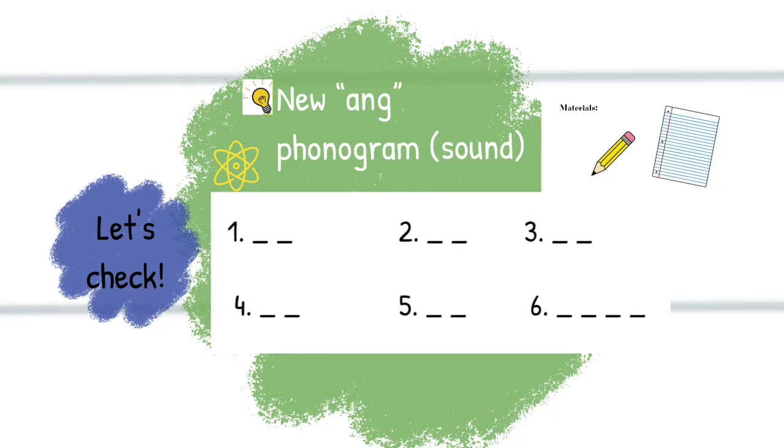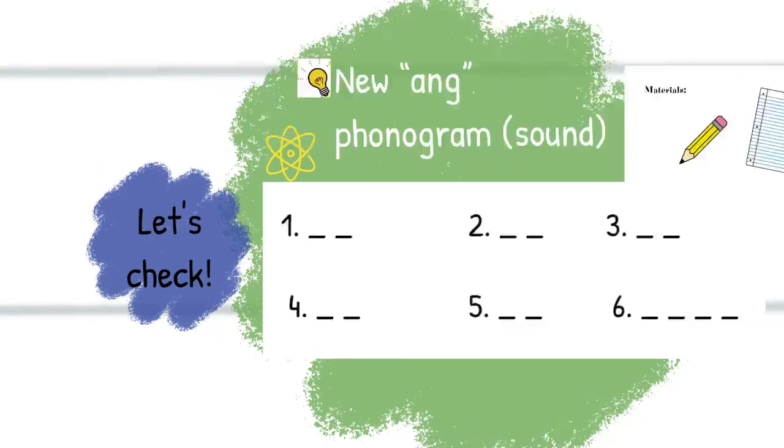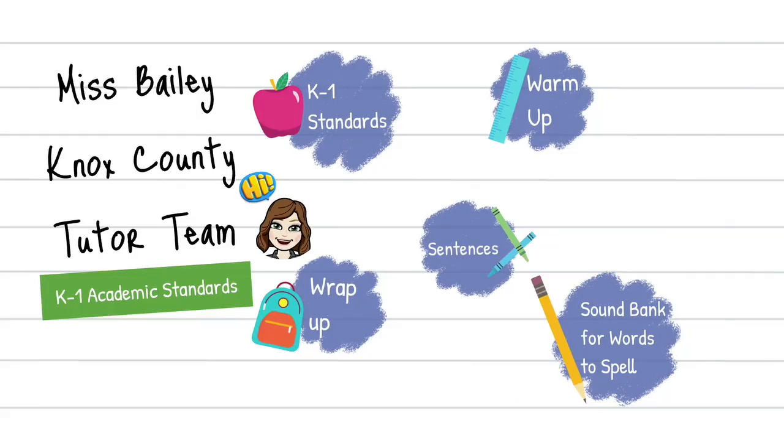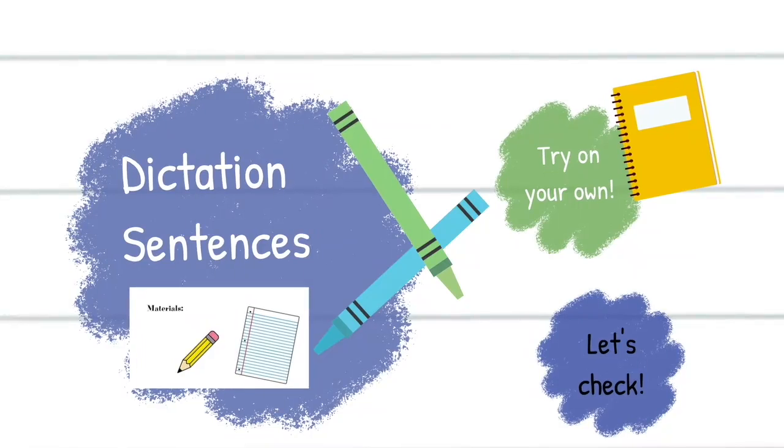Okay, let's check your work. If you're not quite ready, pause and play when you're ready. Here we go. Those are the sounds and the words that they create. Notice that each of these words has ang, and ang is only one sound. It is 3 letters, but they're going together to make one sound. Friends, we're ready for our sentences. You are rocking it. This is the last part of our lesson. You're doing great. Keep going.